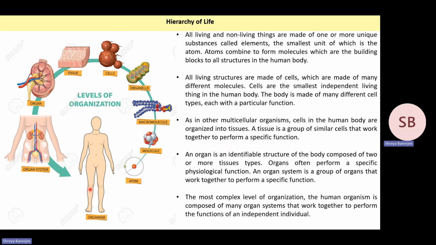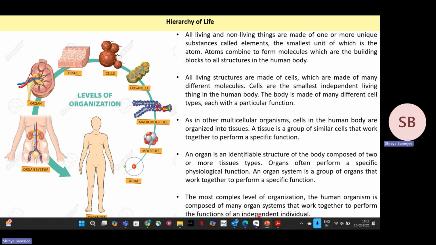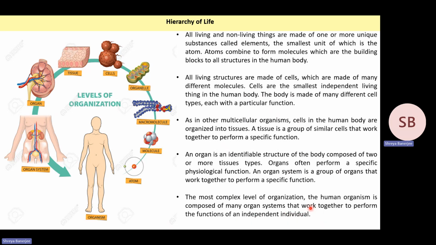And finally, the highest level of organization, the most complex level of organization, is the organism. In this case, the human organism, which is composed of many organ systems that work together to perform the functions of an independent individual. So you can have the respiratory system, digestive system, excretory system, everything working together to form the highest level of organization, that is the human body.